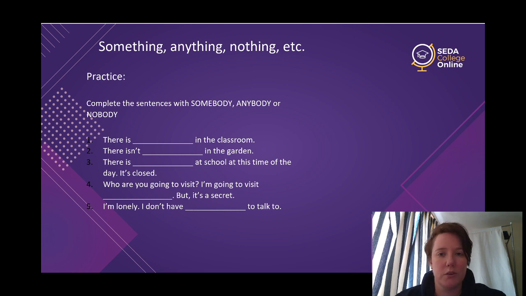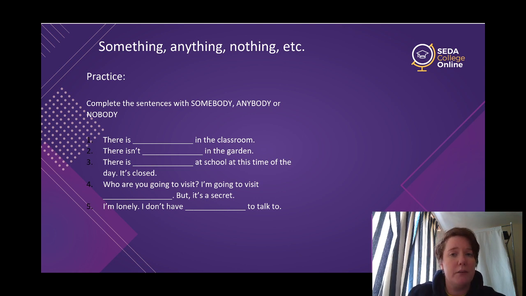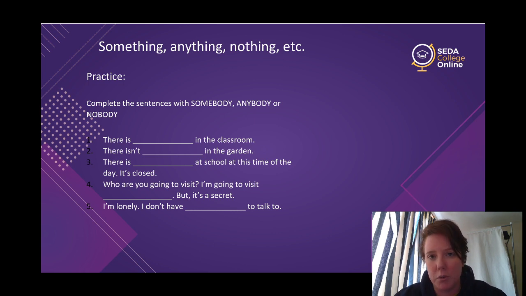So first, I'm going to do some practice exercises with you, and I want you to look at the first exercise, okay? So in these sentences, I only want you to put in somebody, anybody, or nobody, okay? So read the sentences, check to see if they're positive or negative or things like that, okay? So I want you to go through, write down the number, and then write in somebody, anybody, or nobody, okay? It's up to you which one you want to use, but please try and remember the simple rules we have already done, okay? So the first one, there is in the classroom.